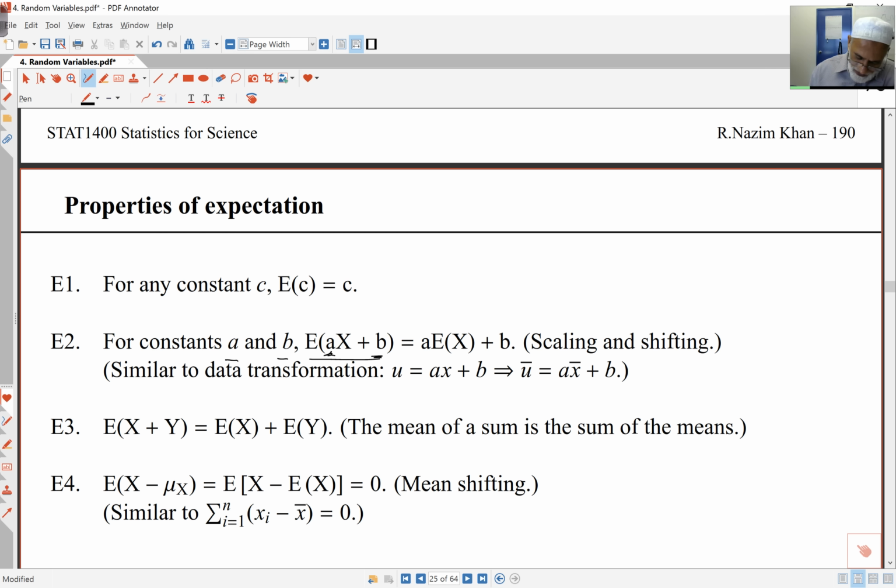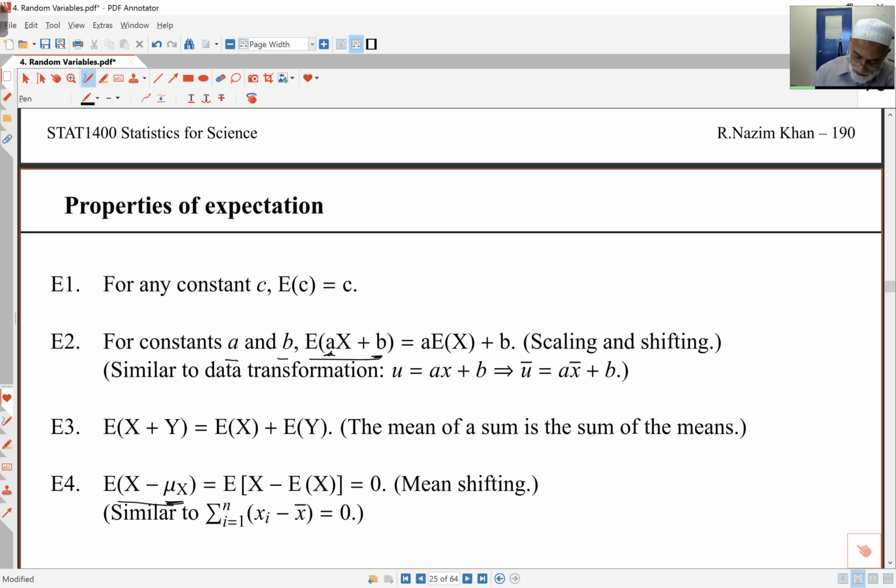Exactly as with data. If I have two of these things, and I want E of x plus y, then I just add the means. And the one other thing is, if I mean shift, in fact I'm taking this and shifting the mean down to 0 essentially, shifting everything down by the mean, the new thing I'm going to get is going to have mean 0. The same as I had before with x_i minus x bar equals 0.